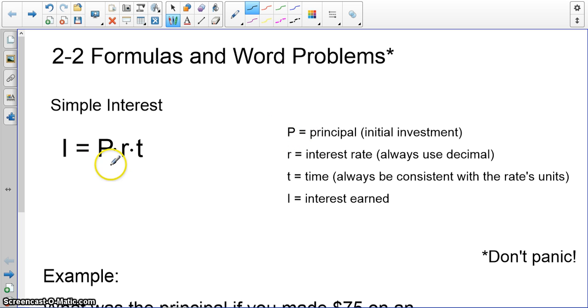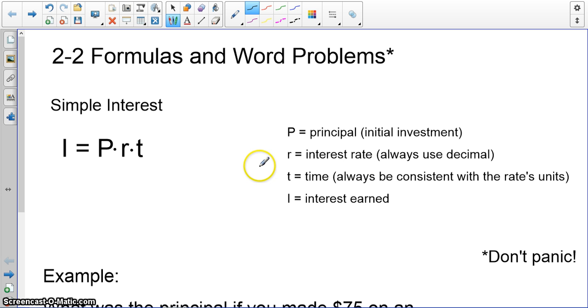And so P is what you initially put in the bank. Okay, it's P for principal. The principal is the first amount of money that you put into the bank or whatever. R is the interest rate. It's always advertised as a percent, like a 7% interest or 2% interest or whatever. But when you're doing the math, it's got to be as a decimal.